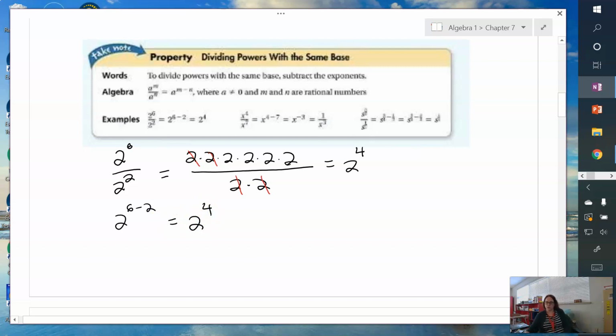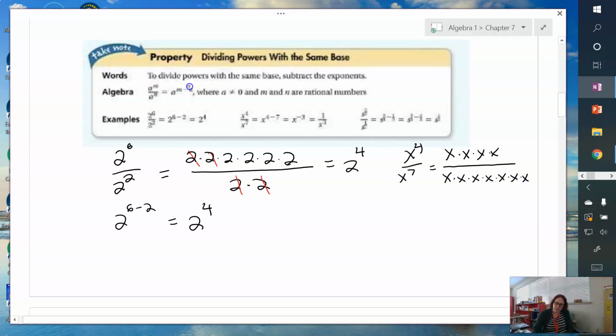It also works with variables. Let's do x to the 4th over x to the 7th. I'm going to get x times x times x times x. There's 4 of those x's in my numerator. And in my denominator, I'm going to have 7 of those x's. So 1, 2, 3, 4, 5, 6, 7.